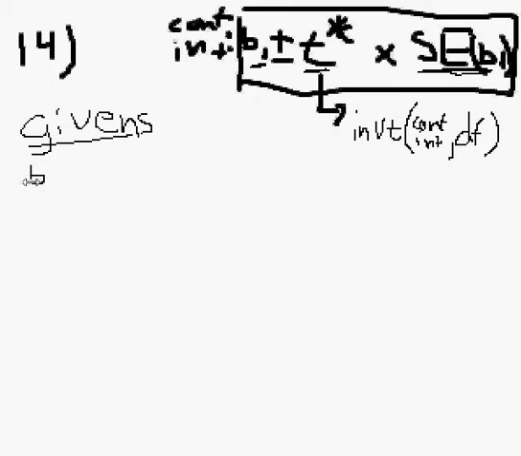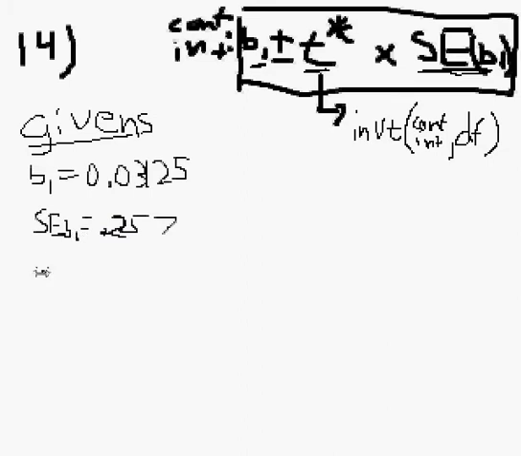So B1 equals, oh, that's so much better, I like that. B1 equals 0.03125, and the standard error of B1 should equal 0.257. Then you're going to need the degrees of freedom, which is 2 degrees of freedom, already given.